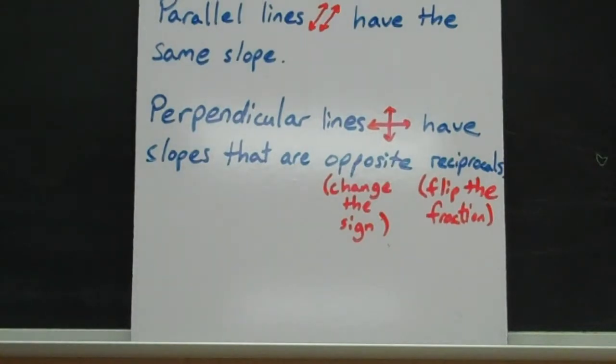Reciprocals means we flip the fraction. So for example, if our original slope was 2/3, our new slope would be 3/2. If our original slope was, say, 5, our new slope would be 1/5.